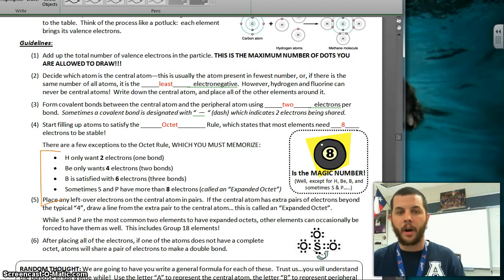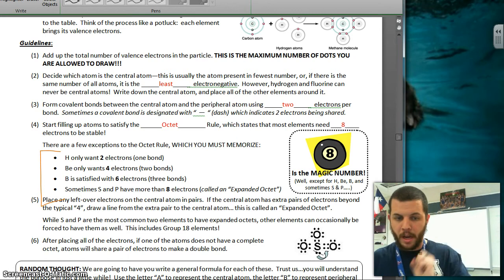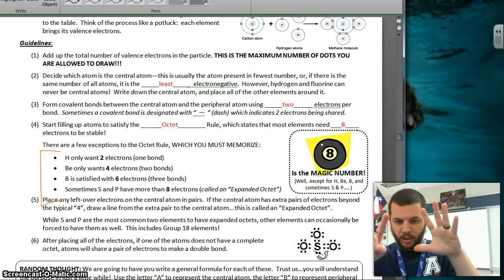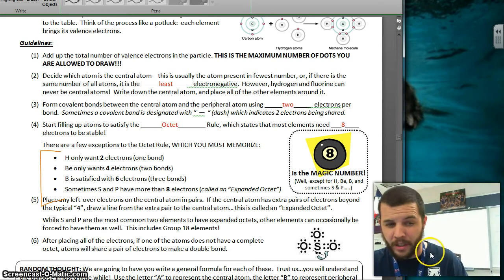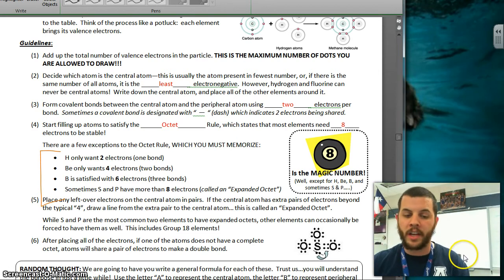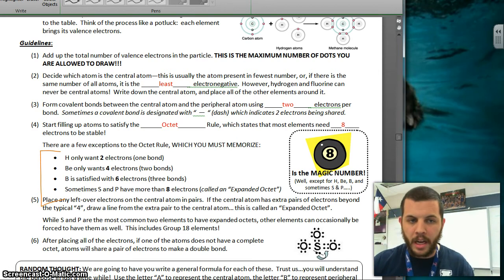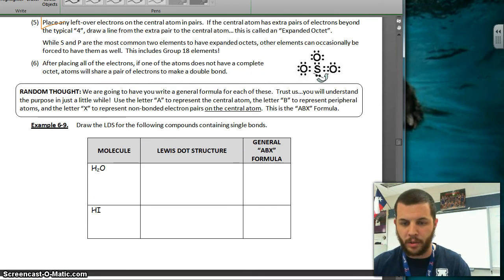Now, we're going to assume that every atom wants 8 electrons. The differences are that hydrogen only wants 2 electrons, beryllium only wants 4 electrons, and boron only wants 6 electrons. And sometimes sulfur and phosphorus and a few others can have more than 8 electrons, and that's called an expanded octet. Those, my friends, are the exceptions to the octet rule. So let's go ahead and do some examples.